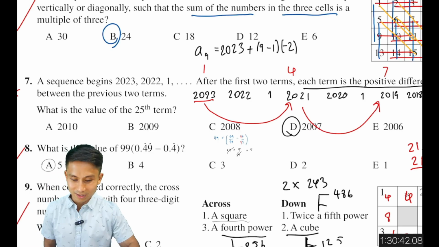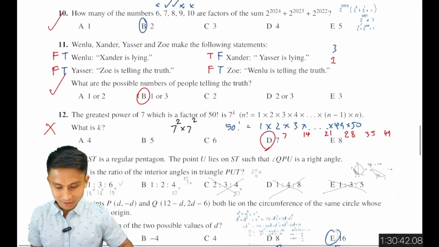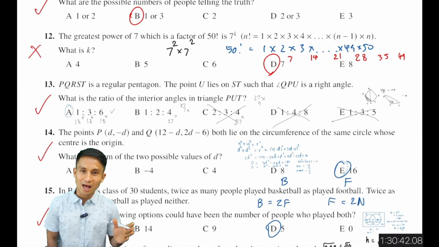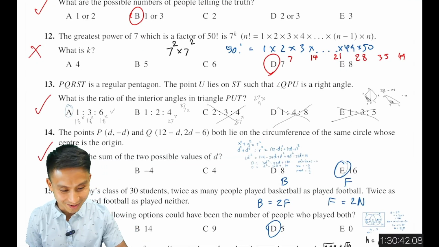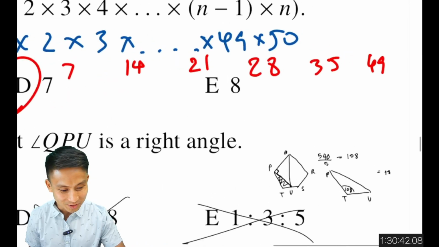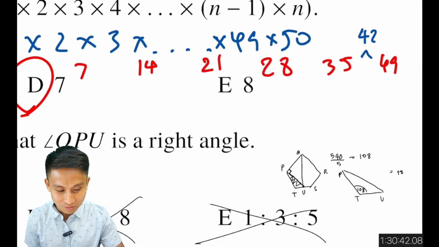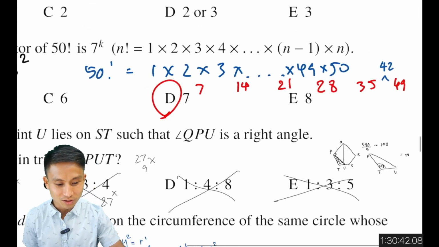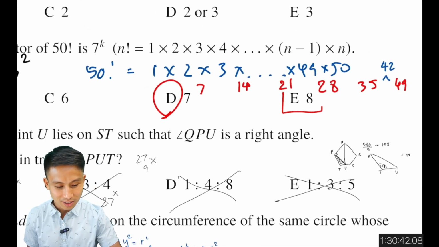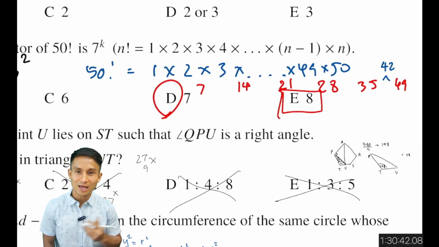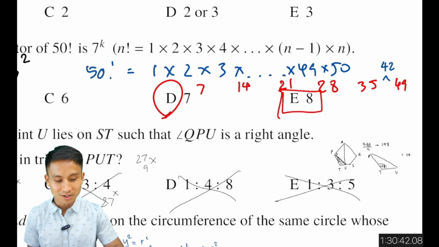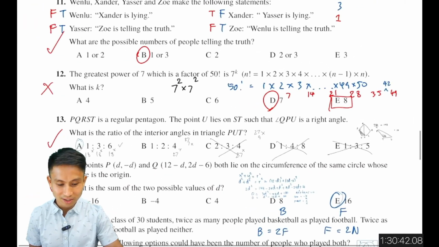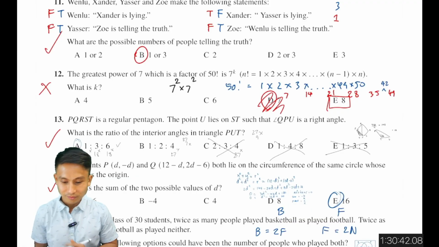All right, let's have a look at the next question. So, number 12 here. I was missing a number here, honestly. I didn't realize that I was missing 42. There's one more 7 here, so the correct answer should be 8. So 7 to the 8, k equals 8, should be the correct answer. So this is wrong.